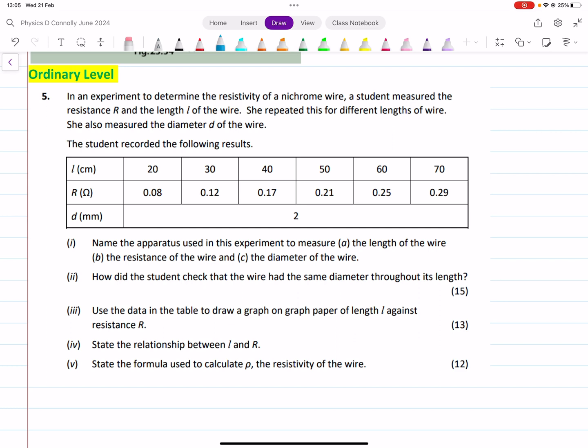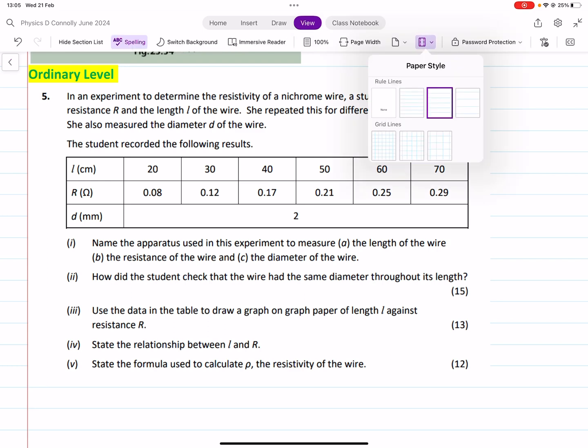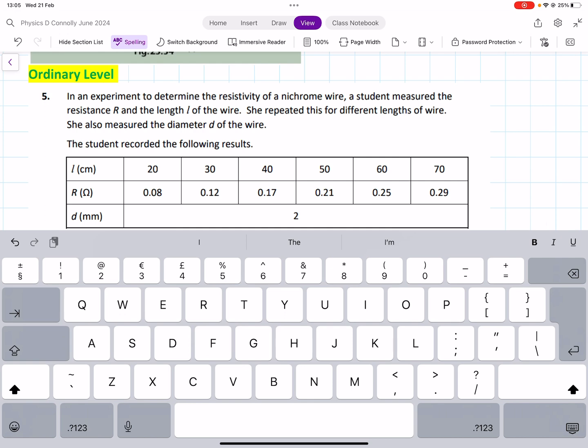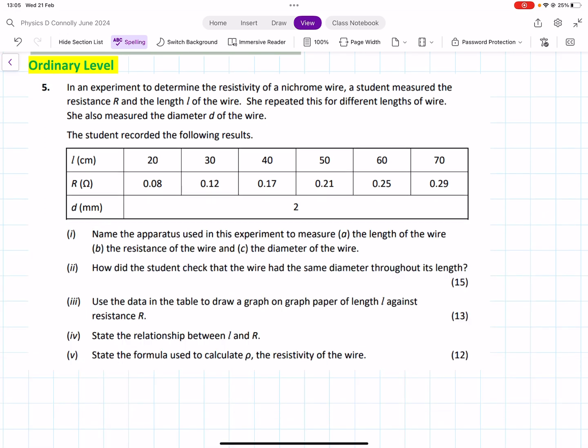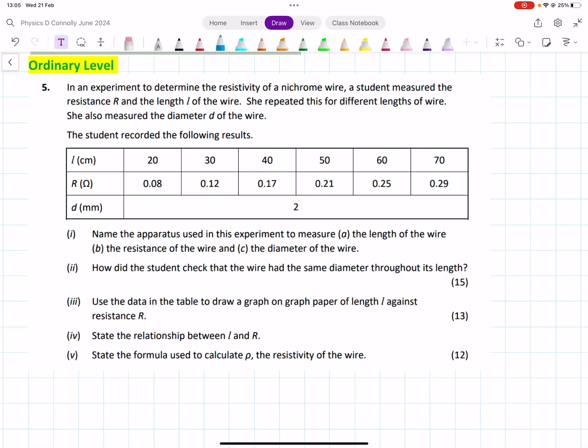So in an experiment to determine the resistivity of a nichrome wire, the student measured the resistance R and length L of the wire. She repeated this for different lengths of wire. She also measured the diameter D of the wire. The student recorded the following results. So we've got a couple of lengths, resistances, and a diameter.